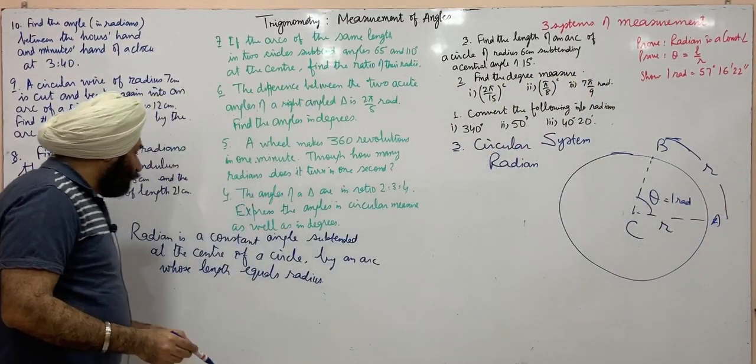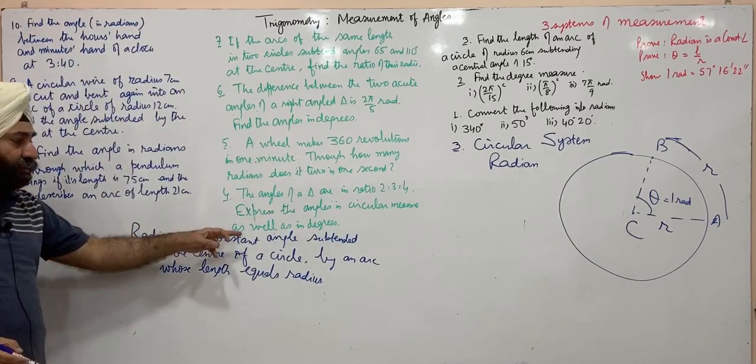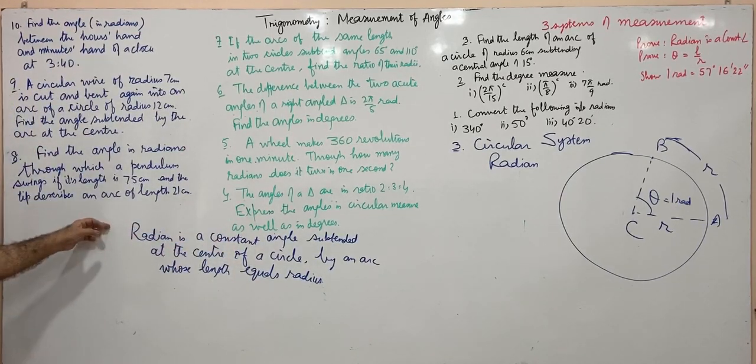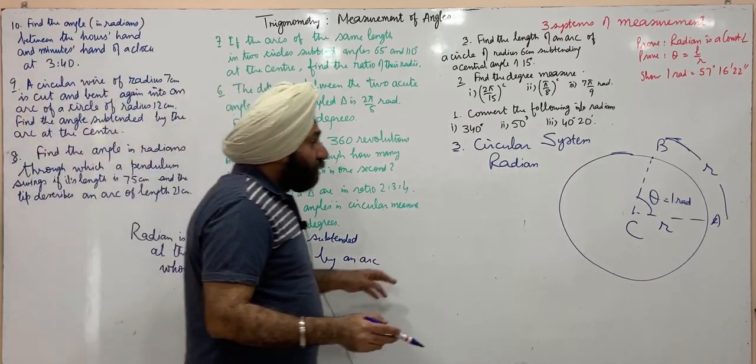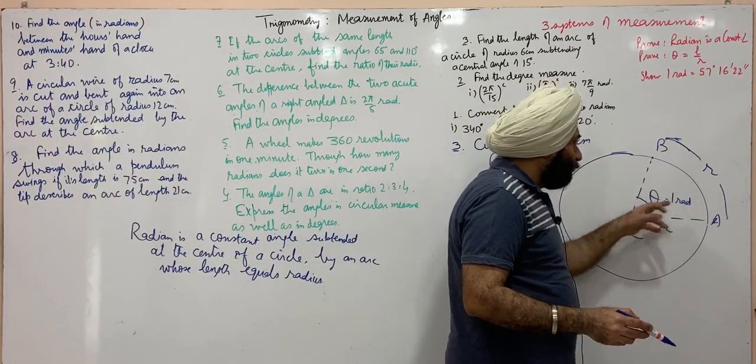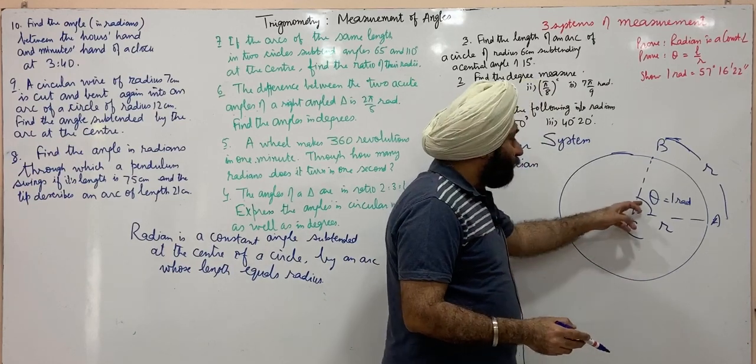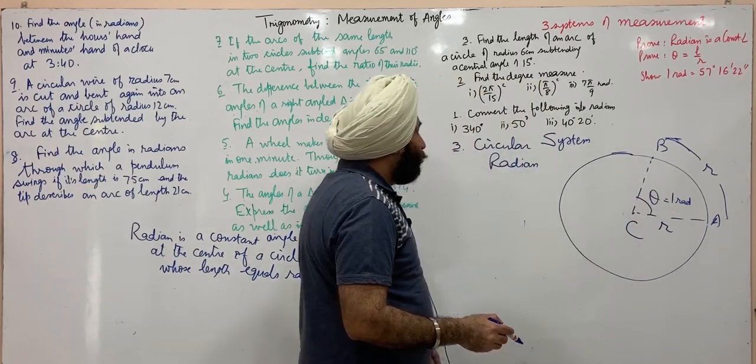So let's read the definition once again. Radian is a constant angle. Constant angle means it doesn't depend upon the radius. Subtended at the center of a circle by an arc whose length equals the radius. When arc length AB and radius AC are equal, the central angle is 1 radian.